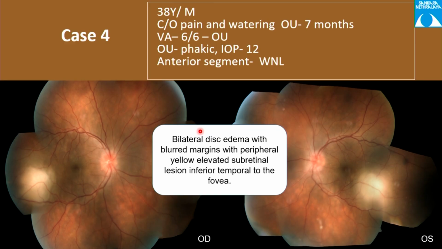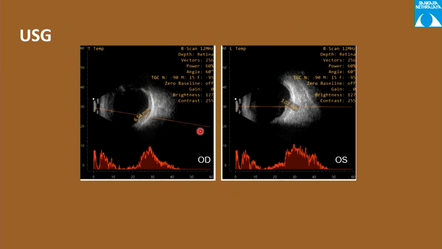So there is bilateral disc edema with blurred margins, and you have vitreous haze also present. Peripherally, you have this yellow elevated subretinal lesion which is seen inferotemporal to the fovea. Ultrasound was done.